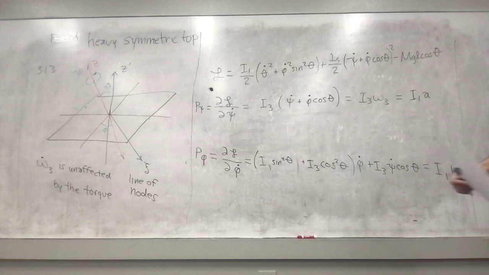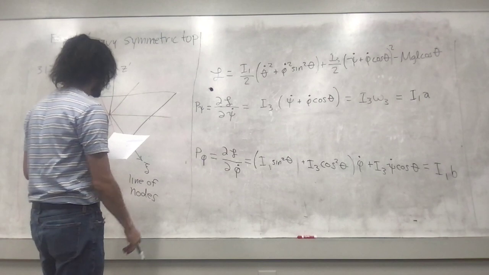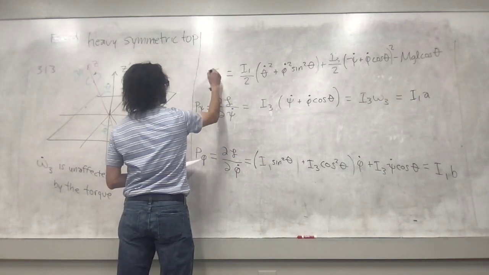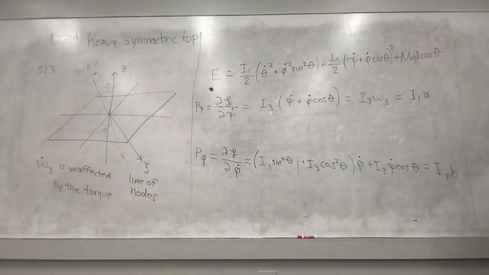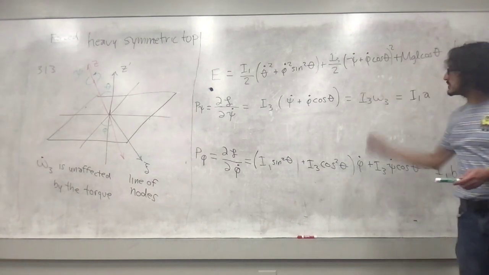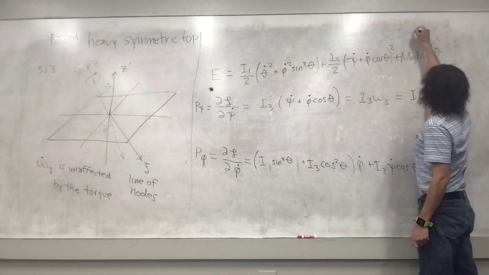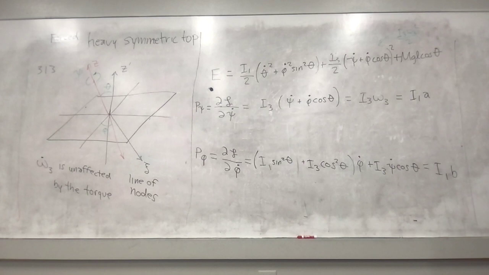So the energy is, yeah, let's be lazy. Actually, I should have kept the other one, but remember that this one is I3 omega 3 over 2. Okay, so these are our constants of motion of this system. We have two momenta, the momenta along two of the Euler angles, and the total energy. The rest of this lecture is algebra.